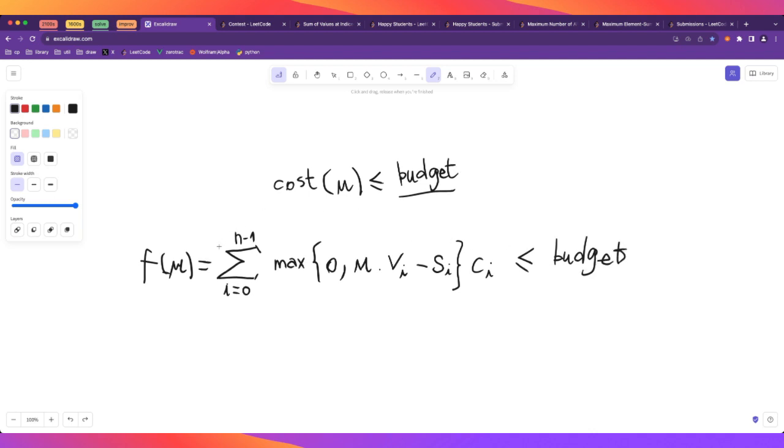Okay, so what's the big deal? This is one function, a function of one variable, and we have an inequality. Why can't we solve it?